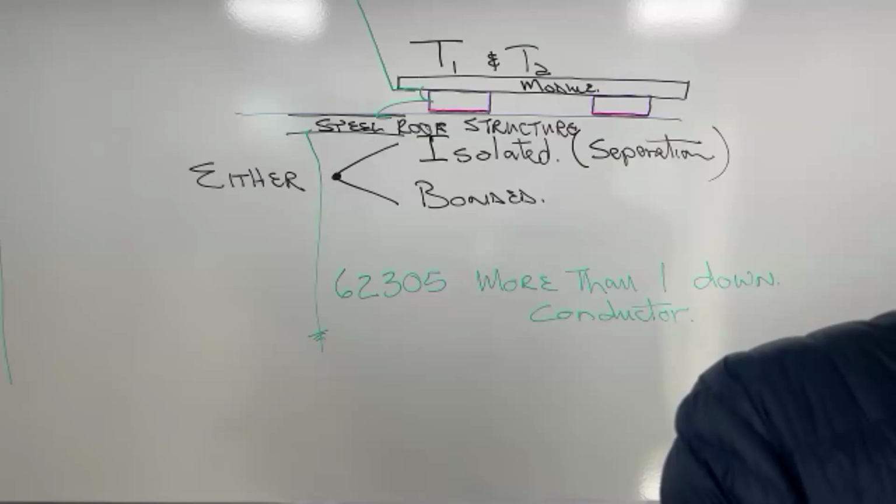Kenneth? Yes. So to answer that, it's 50 mil square that is normally needed for down conductors.